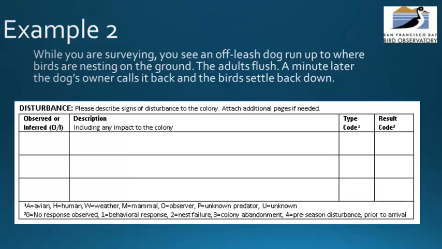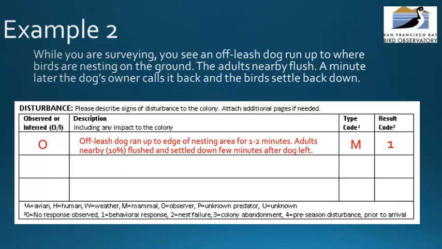What would you record in the following scenario? While you are surveying, you see an off-leash dog run up to where birds are nesting on the ground. The adults flush. A minute later, the dog's owner calls it back and the birds settle back down. You witnessed the disturbance happening, so it is an observed event. While there was a human involved, the dog was the primary disturbance, so it is a mammal disturbance type. The birds were disturbed, but you didn't see any damage to nests, so you choose result code 1.